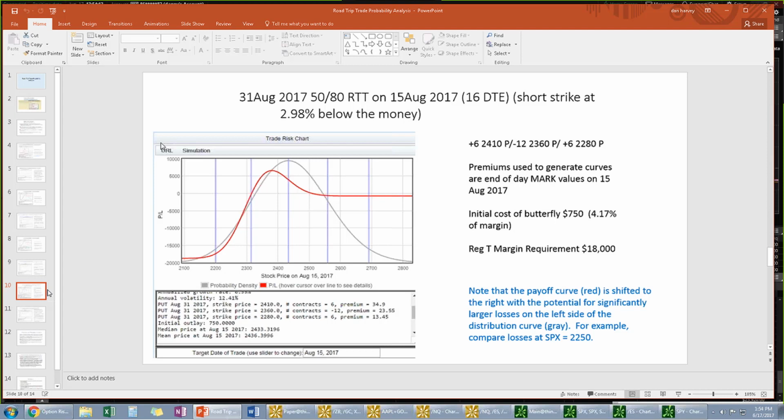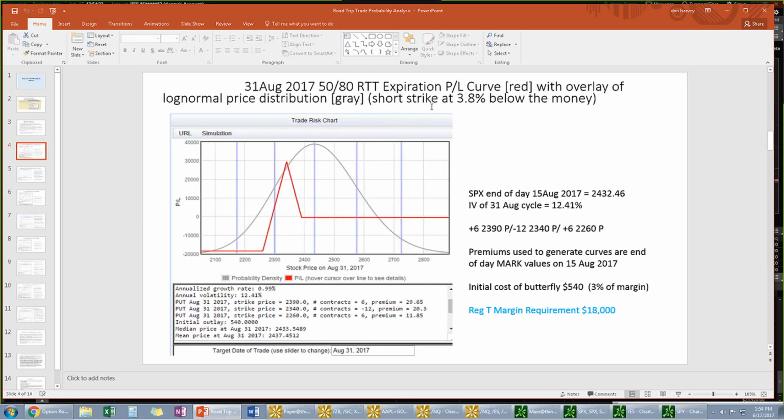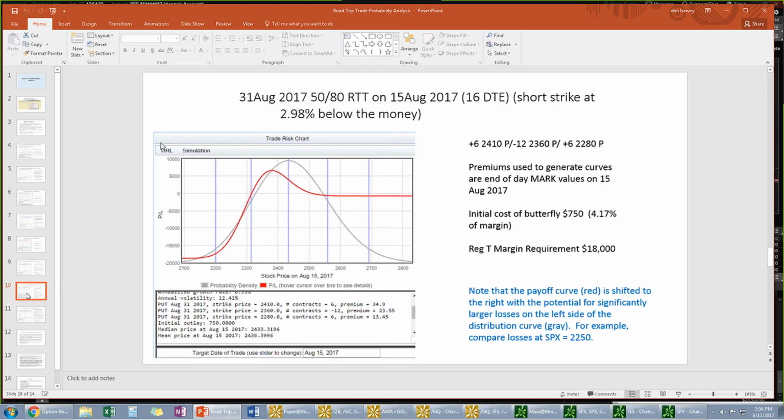Now, let's see what happens very quickly when you move the short strike a little closer to the money. Let me go back up here to show you that this short strike was at roughly 3.8% below the money for the 2340. And if you come down here, now we're only around 3%. So it's moving the short strike closer to the money. Look what happens to the payoff curve. So now it is shifted on the inside of the bell curve. So this is dangerous.